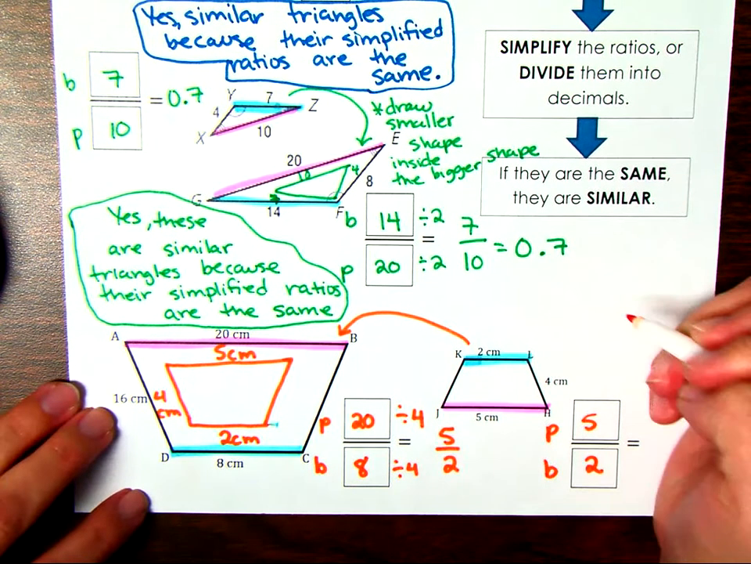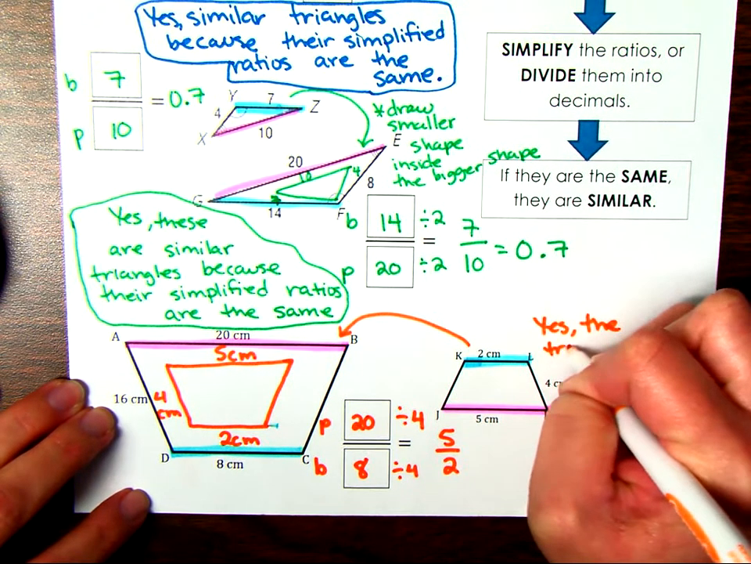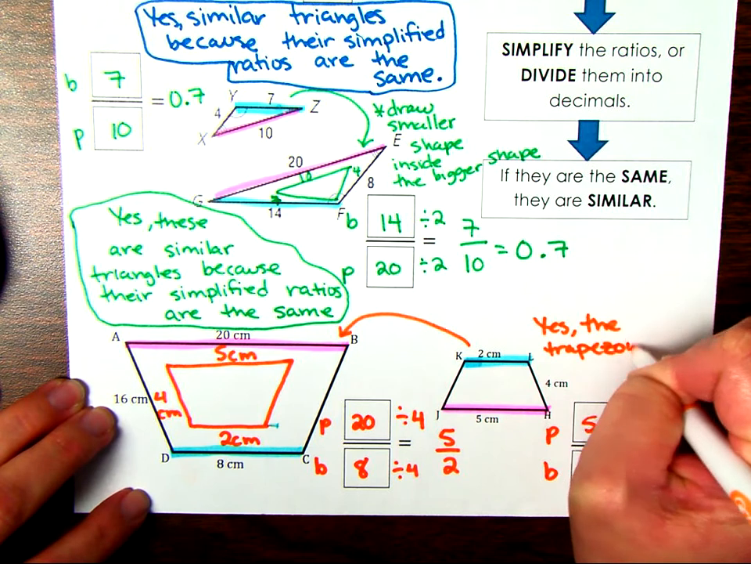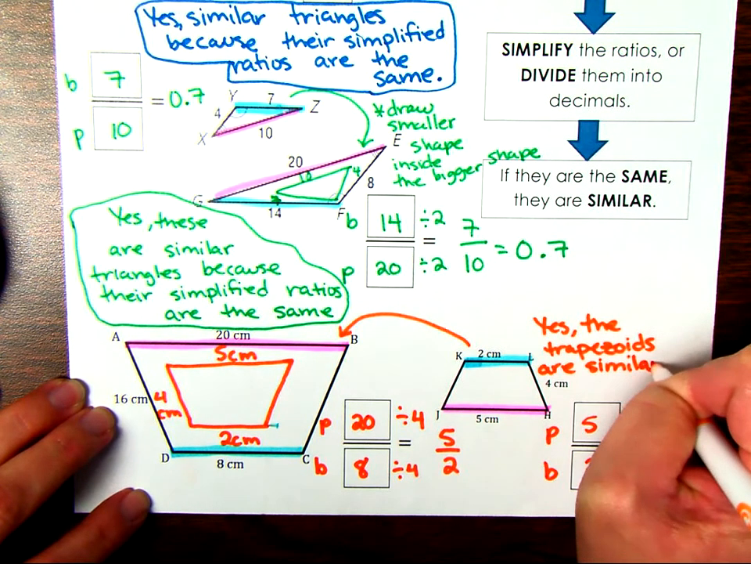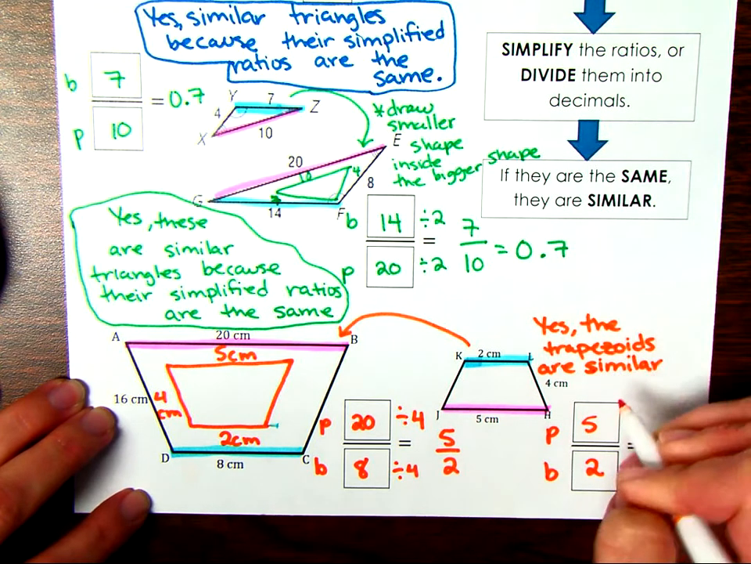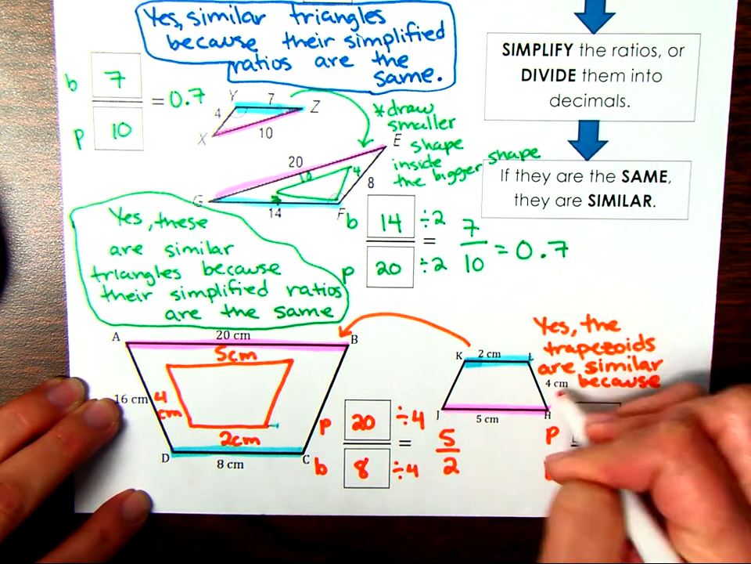It's going to say yes, the trapezoids are similar, not just because they're trapezoids, but because they simplify to the same ratio.